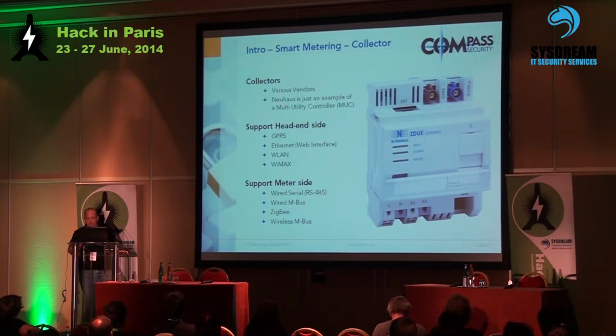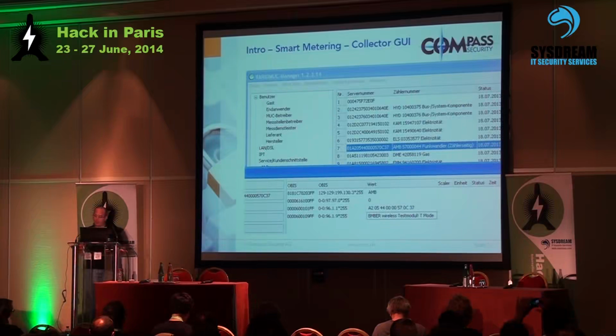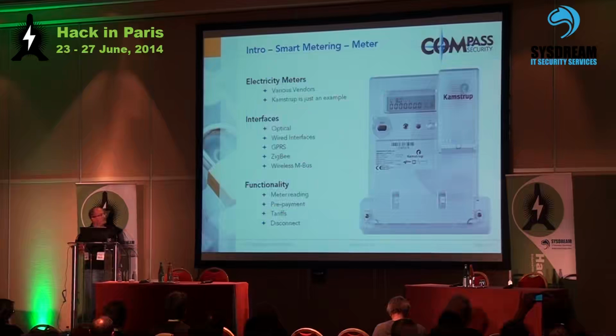That's a meter. This special meter is a Kamstrup electricity meter. You can basically plug any sort of communication PCB on it. So there are PCBs for ZigBee, for wireless M-Bus, for GPRS. It's plug and play. You choose the interface you want, and they plug the correct PCB on it, and you're ready.